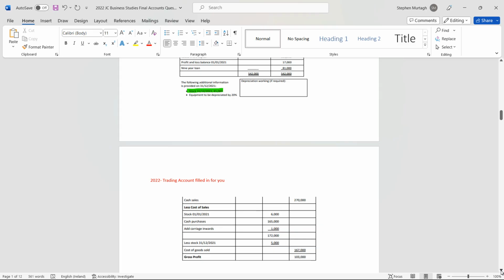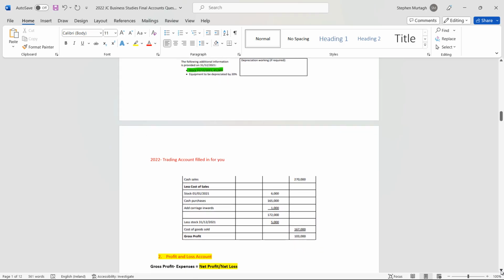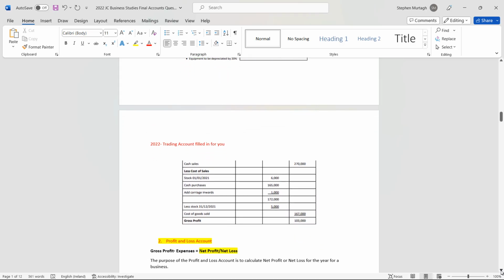It's always very, very similar in types of questions that can come up, and that will help you significantly then in completing that section. So the next part then is the profit and loss account. So you're going to use the gross profit that you got, and what you're going to do is subtract the expenses away from it. So gross profit minus a business expenses equals their net profit, or sometimes they can have a minus number, which would be a net loss.